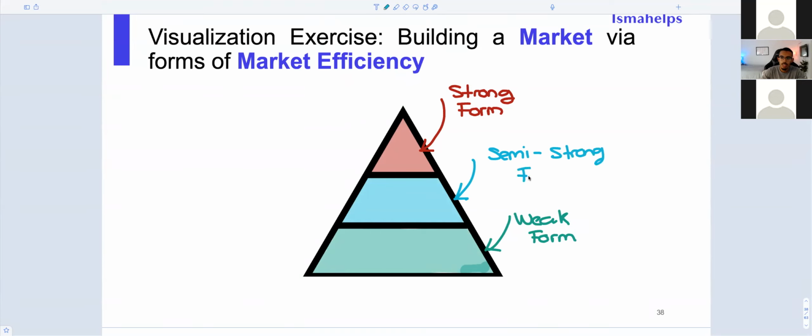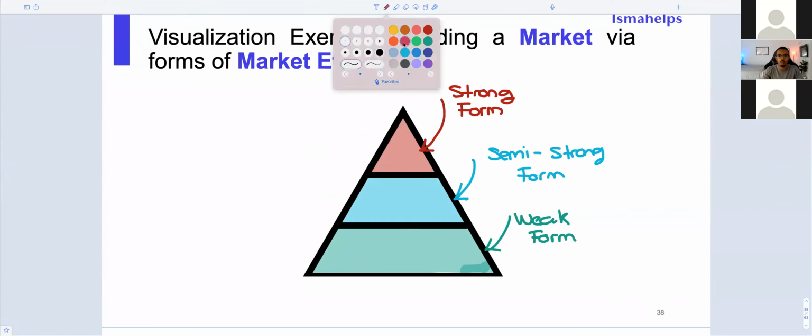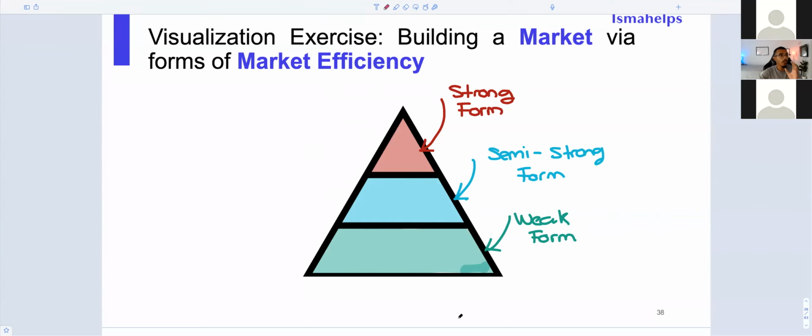So why did I take the time to do this kindergarten-like little drill? The reason is that you get to notice that you could have a weak form market efficiency. So your market could be weak form efficient, right? Without being strong form and without being semi-strong form. Okay. However, you cannot have a semi-strong form market efficiency without it also being weak form market efficiency.